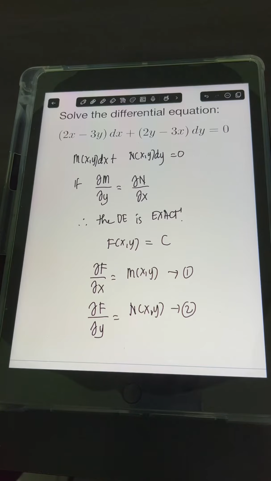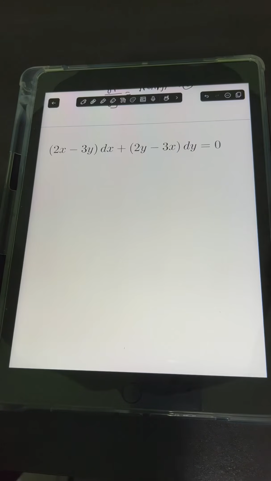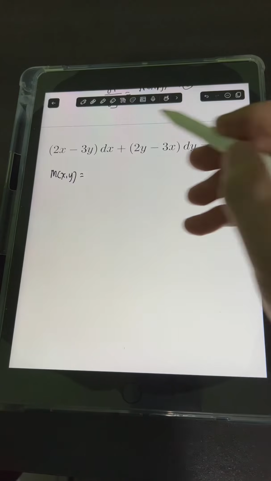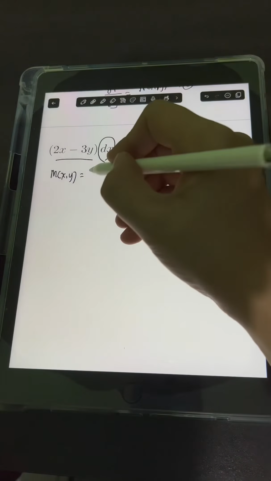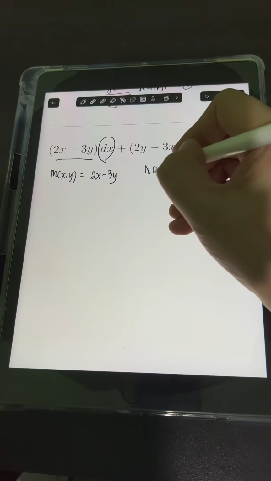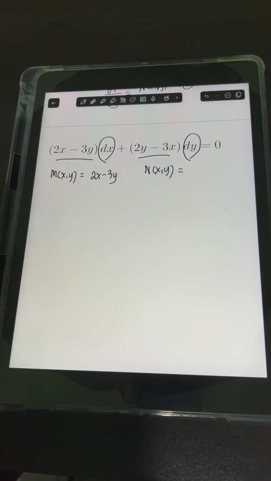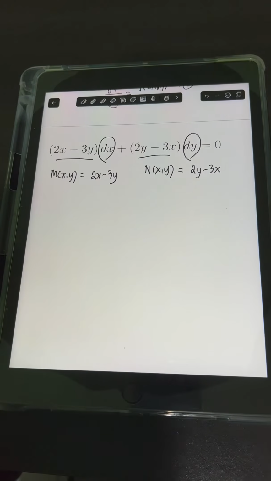So let's start solving this differential equation. The first step is to identify the M(x,y). It is the function being multiplied by differential dx, which is 2x - 3y, and the N(x,y) is the function being multiplied by the differential dy, which is 2y - 3x. Now let's test for exactness.